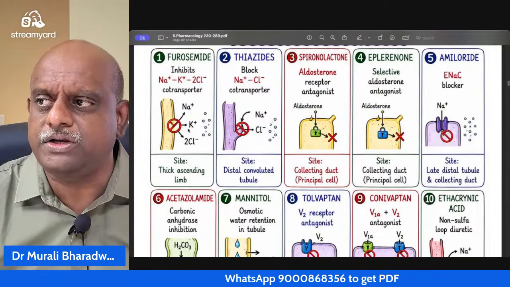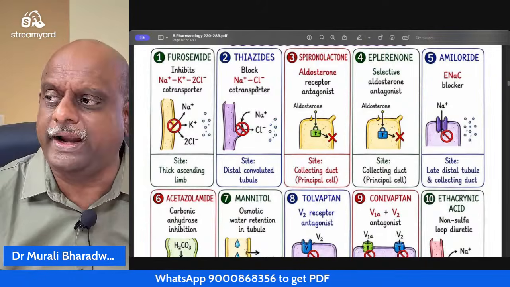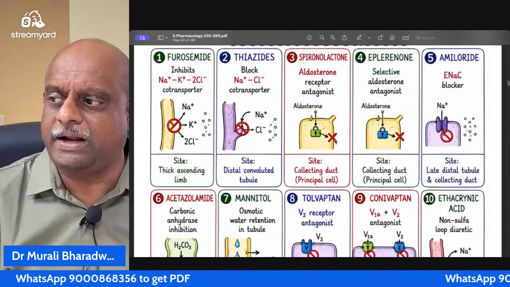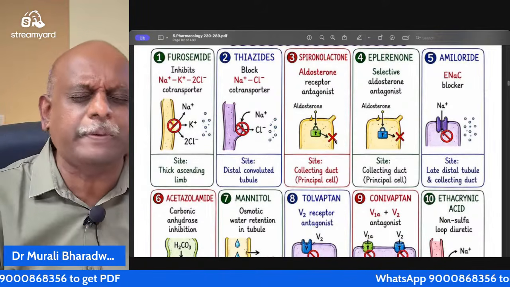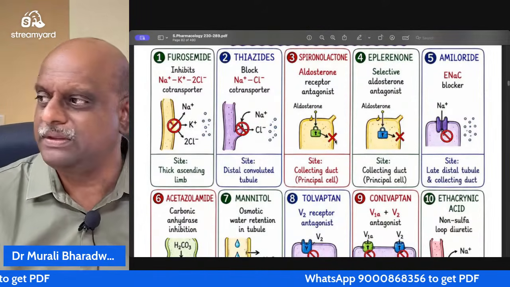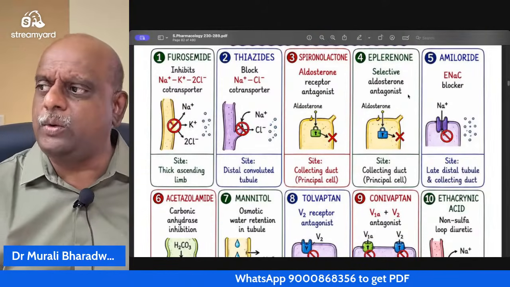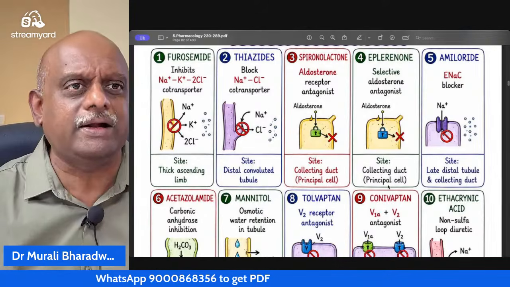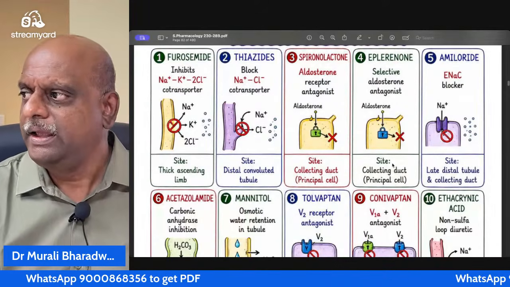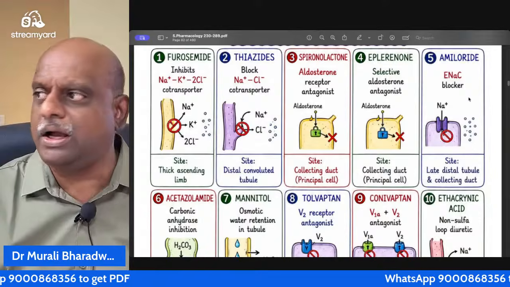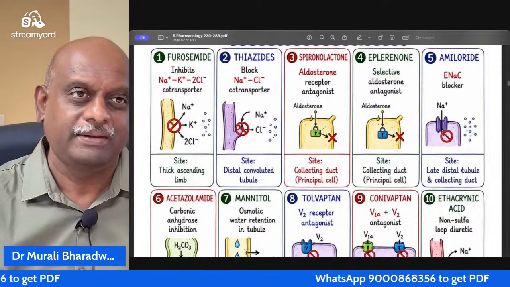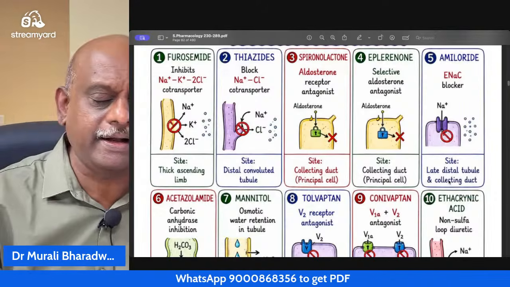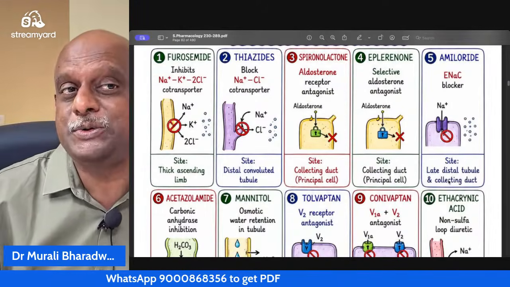Thiazide in the distal convoluted tubule is the blocker of the sodium chloride co-transporter. Spironolactone is the aldosterone receptor antagonist acting on the principal cell in the collecting duct. Eplerenone is a selective aldosterone antagonist. It typically acts on the collecting duct on the principal cell. The epithelial sodium channel blocker is amiloride. Typically, it acts on the late distal tubule and collecting duct directly on the epithelial sodium channel.